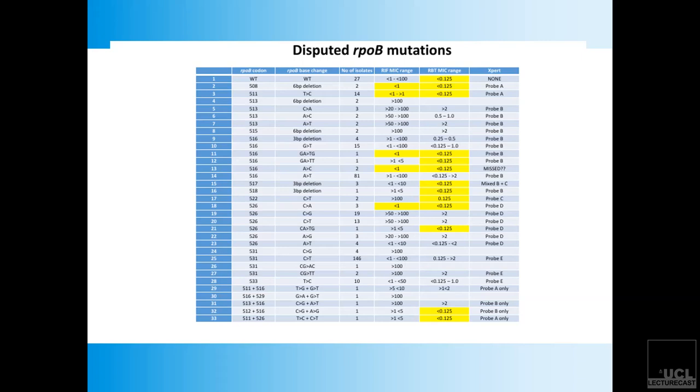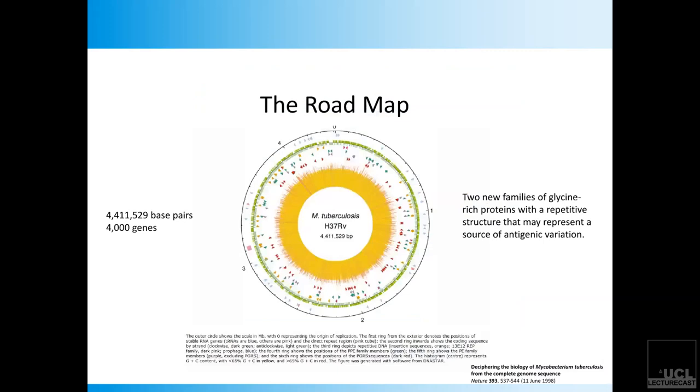And what was found, in a nutshell, I know it's a busy slide, is that you get some results where Xpert tells you that it is sensitive. You do the phenotypic DST, you find that it is resistant. So what that says is that there are certain mutations which can give rise to resistance, which might be missed by Xpert, as well as the line probe assay. Next slide.